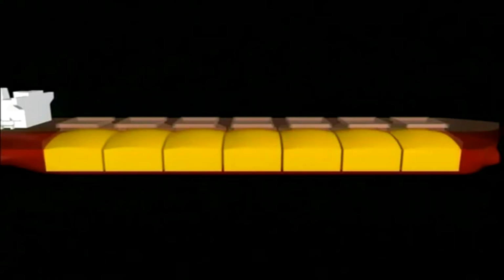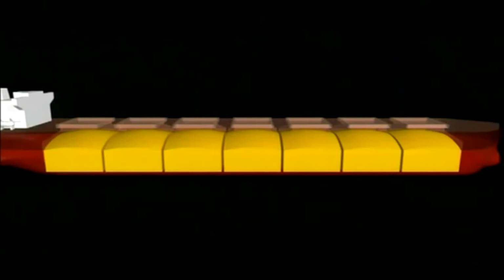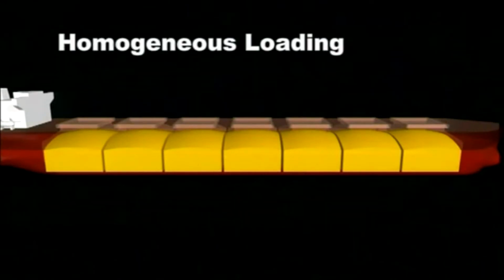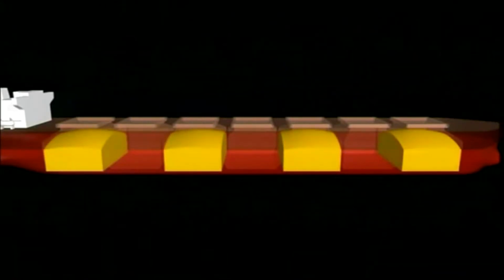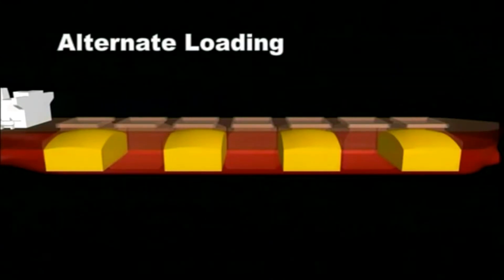Evenly distributed cargo in all holds is usually adopted for low-density cargoes, such as coal and grain. This is called homogeneous loading. Large bulk carriers sometimes stow high-density cargoes, such as mineral ores, in every other hold. This is called alternate loading.